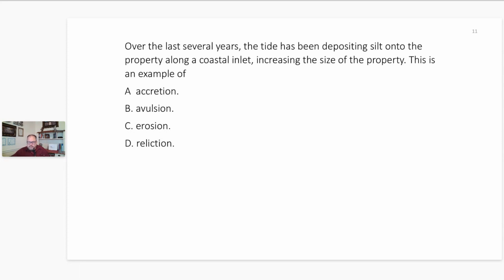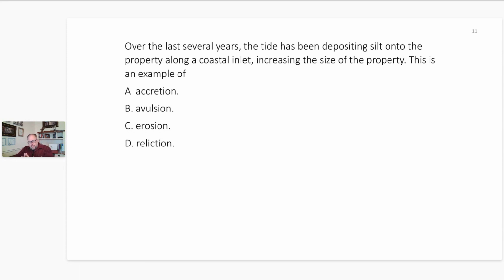So when I read this question, I'm looking at several years. The tide has been depositing silt. Right there, keywords. Boom. Depositing silt onto the property. So if I'm depositing silt, that rings a bell called a credit, right? And I associate that, a credit, with the term accretion, right? So we're talking about answer A.